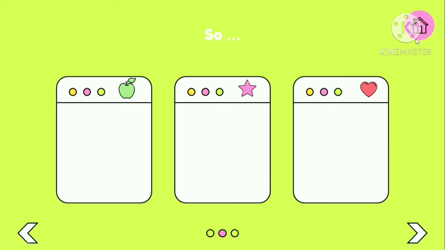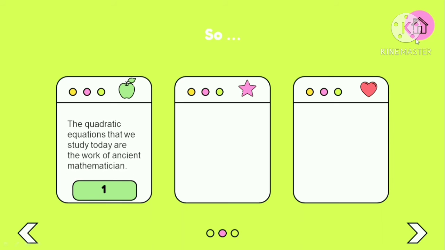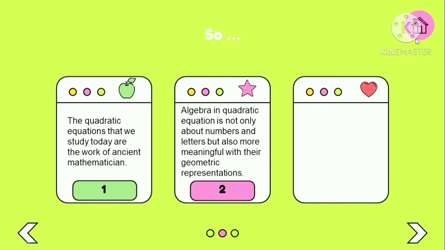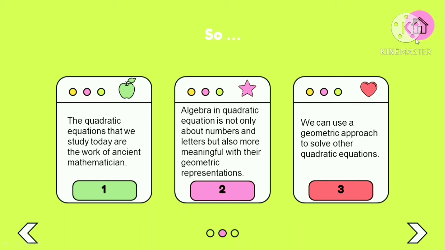So guys, from all my explanation, we can conclude that first, the quadratic equation that we study today is the work of an ancient mathematician, that is Al-Khwarizmi. Second, algebra in quadratic equations is not only about numbers and letters, but also more meaningful with their geometric representation. And third, we can use a geometric approach to solve other quadratic equations. It means that you can apply this approach to other quadratic equation problems.